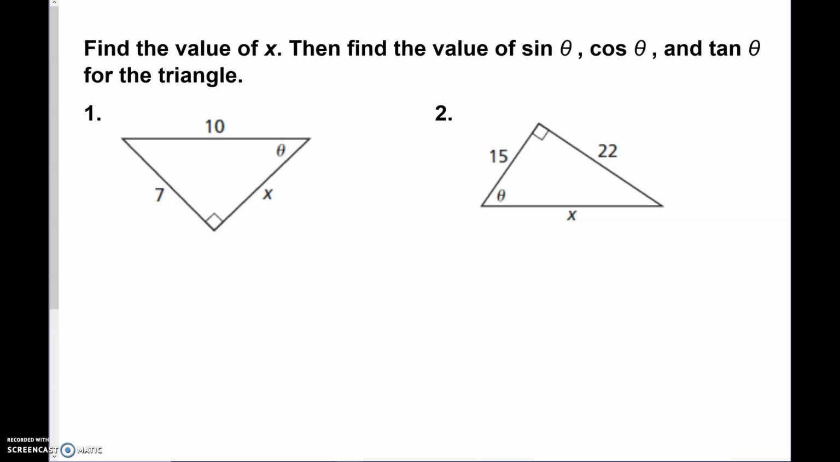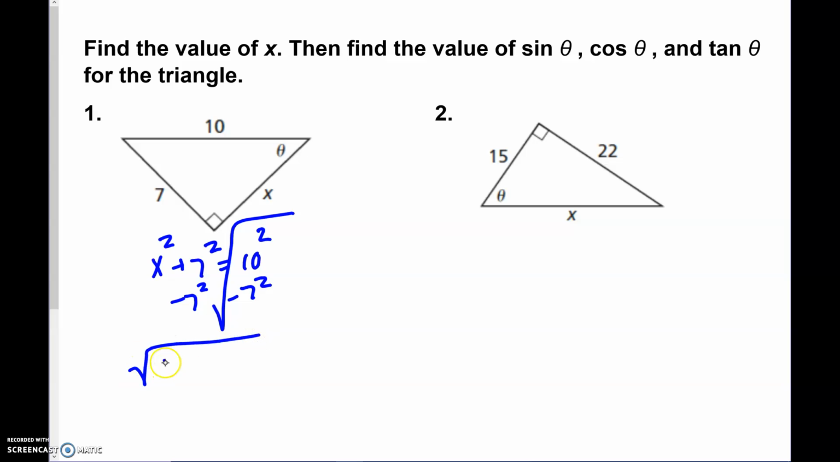All right, so find the value of x, then find the value of the sine, cosine, and tangent of the angle. So they want us to be able to find those angle measures. Right now, I'm sure you can all find x. Because this is a right triangle, we can use the Pythagorean theorem. So x squared plus 7 squared equals 10 squared. We subtract 7 squared from both sides, and then take the square root. So what I'm going to put in my calculator is the square root of 10 squared minus 7 squared.